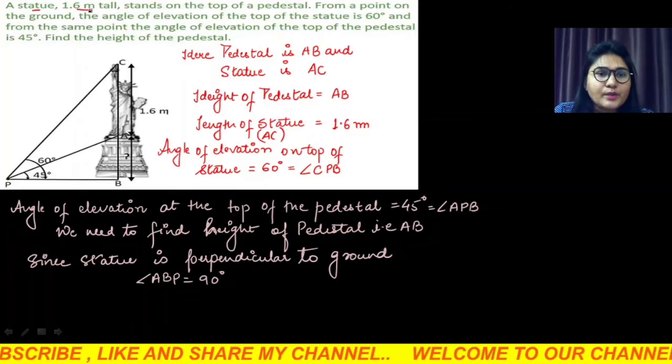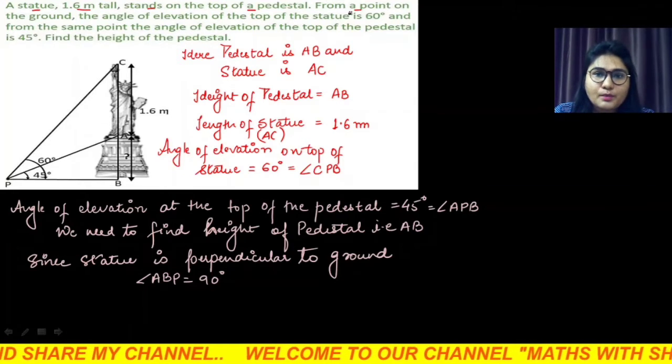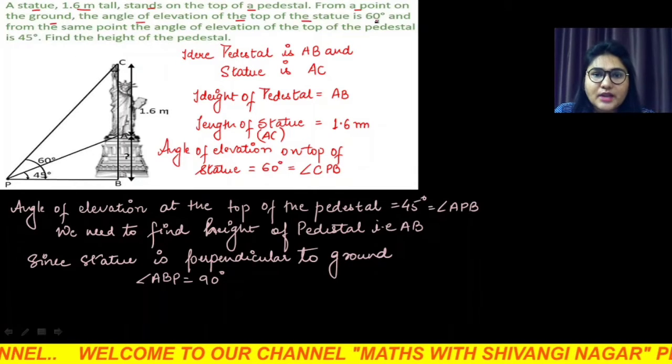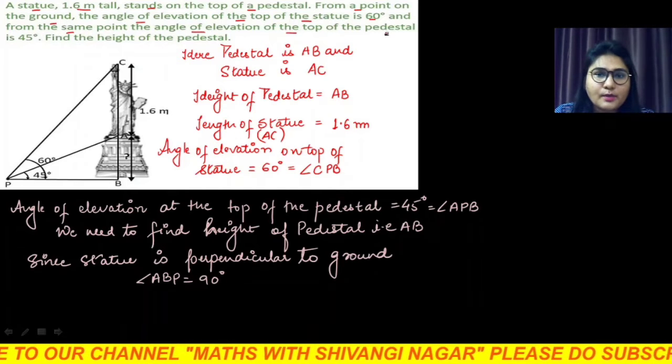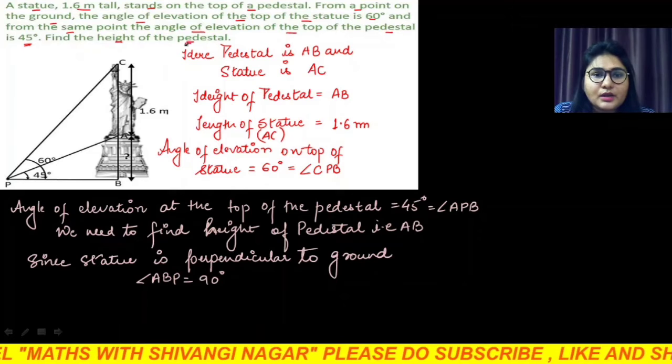A statue 1.6 meter tall stands on the top of a pedestal. From a point on the ground, the angle of elevation of the top of the statue is 60 degree, and from the same point the angle of elevation of the top of the pedestal is 45 degree. Find the height of the pedestal.